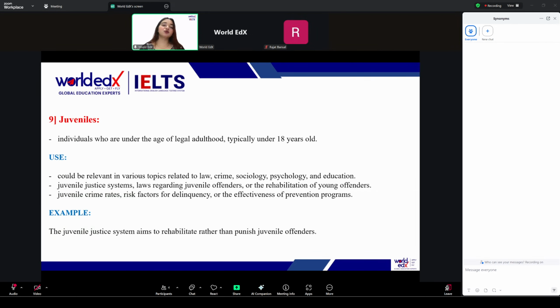The next is juveniles. Now juveniles, remember it like this: you have juvenile jails, right? For people who have committed some kind of, let's say, crime. So you have juvenile jail, and depending on the topic, if it is related to crime and punishment, yes, you can use the word juvenile. For lockup, you can use the word incarcerate.